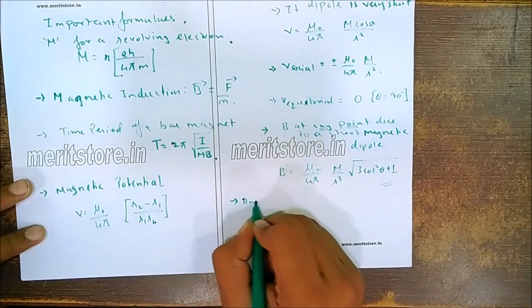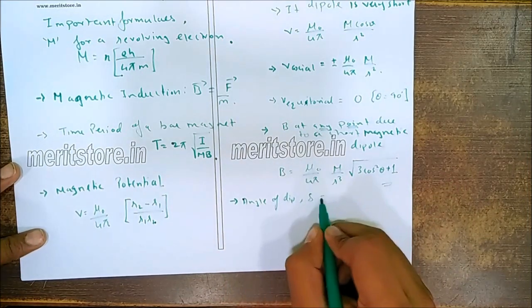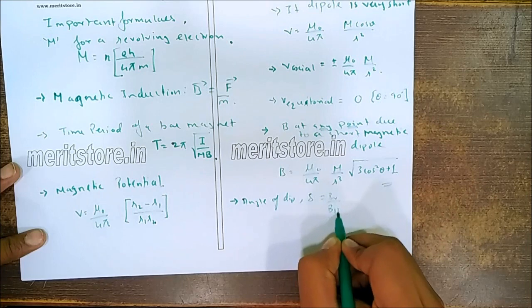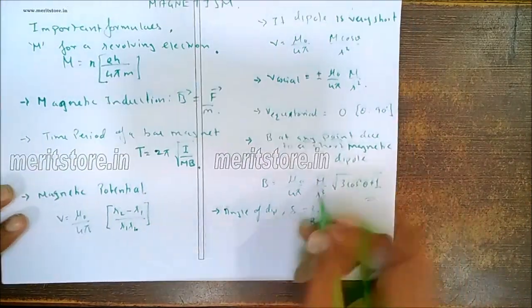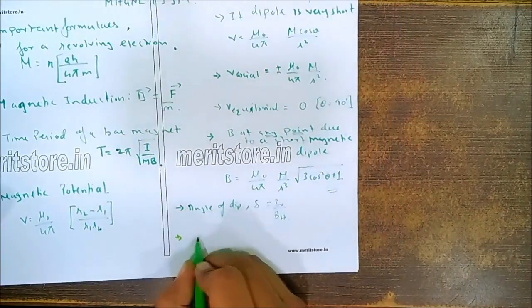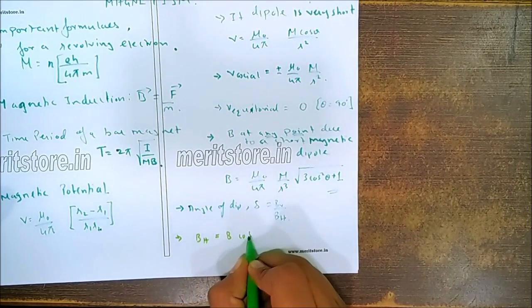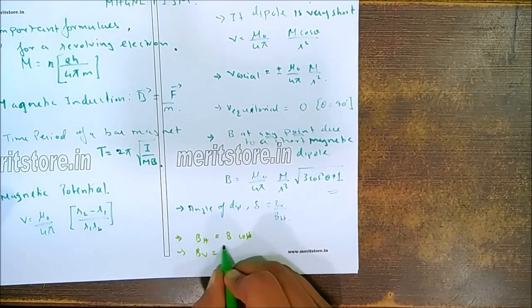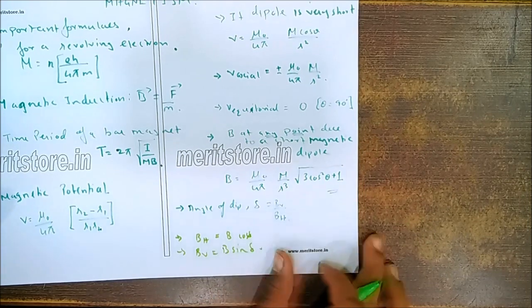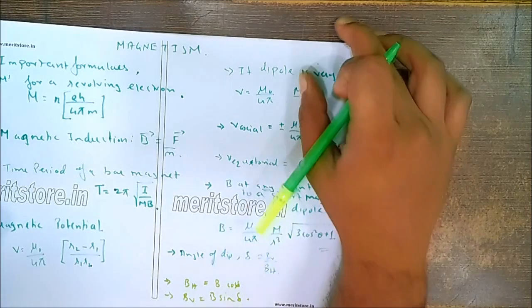We have angle of dip from standard 11th. It is given as delta is equal to BV upon BH. Now, there is a horizontal component, which is the Earth's magnetic field horizontal component, given as B cos delta, and a vertical component given as B sin delta. We are familiar with these formulas. Alright.